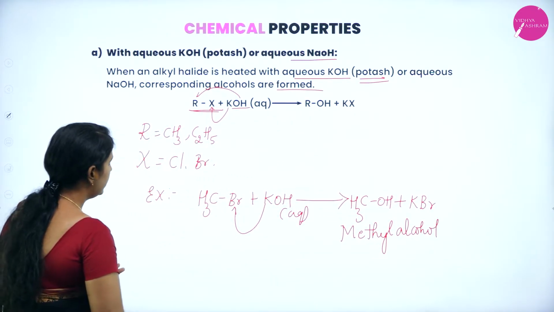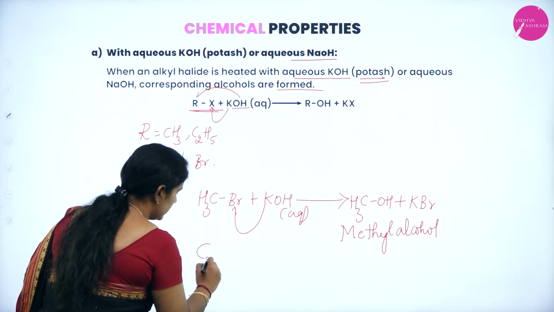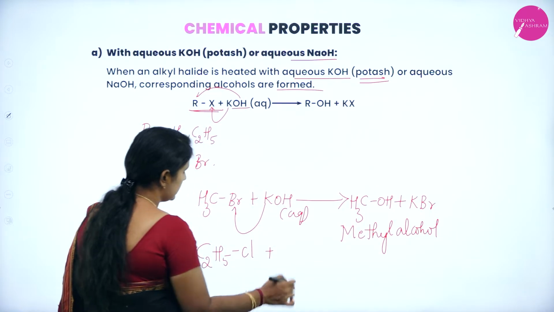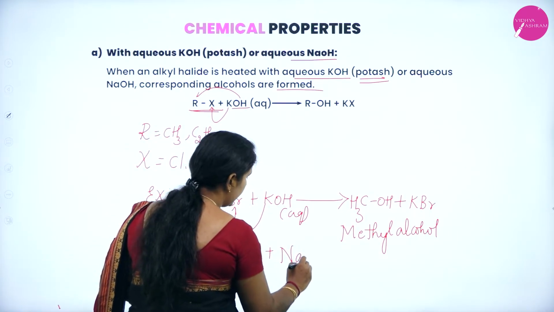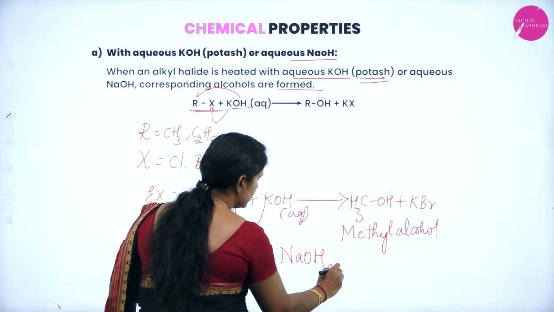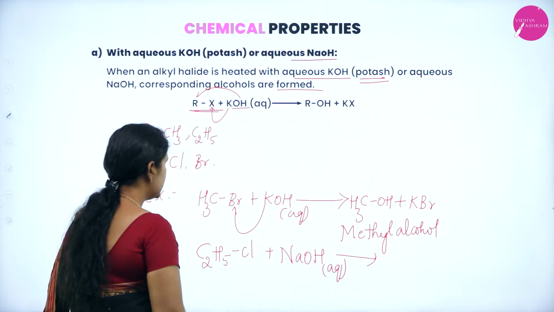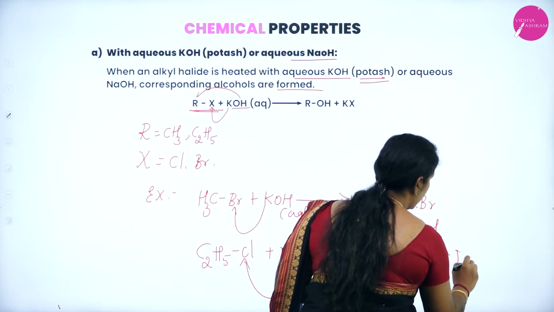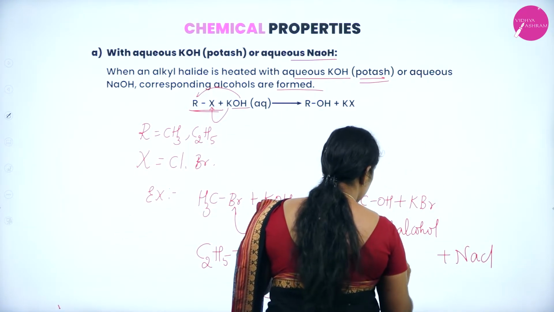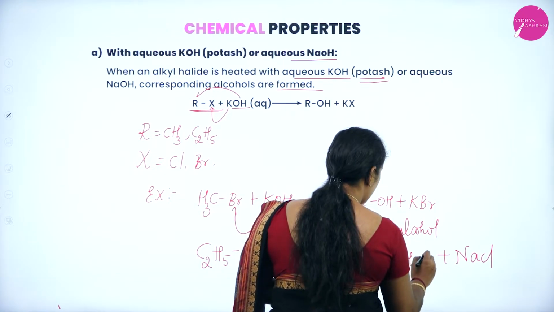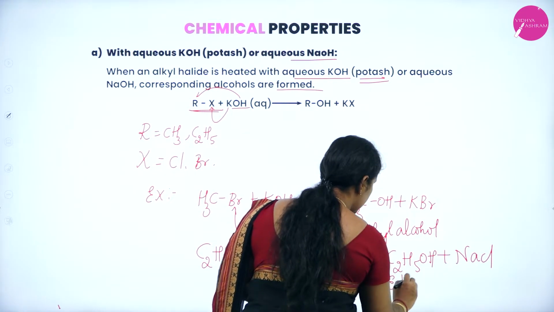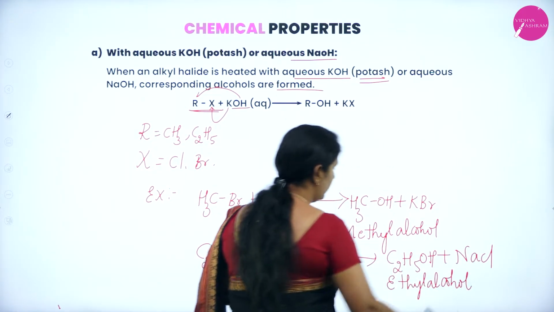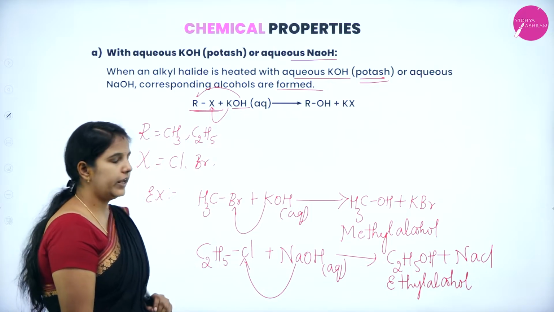We'll go with one more reaction. C2H5Cl, with aqueous NaOH I'll take. So what does it form? Remember, the sodium combines with the chlorine to form sodium chloride, and C2H5OH will be formed, which is ethyl alcohol, or ethanol.